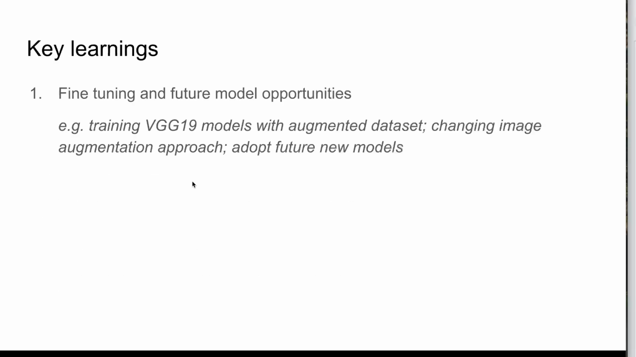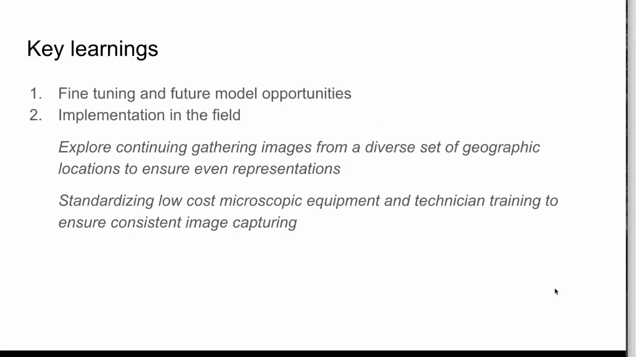So in conclusion, the key findings: we believe that there are additional opportunities for fine-tuning the models. For instance, we could explore training the VGG19 models with more data and more epochs, or we could try additional image augmentation approaches to see if it helps improve the model's performance. We should also revisit future models, which may be even more effective. Gathering images from a diverse set of geographic locations could also ensure even representation, and it's important to standardize low-cost microscopic equipment to ensure that we're capturing images of blood smears accurately for detection.